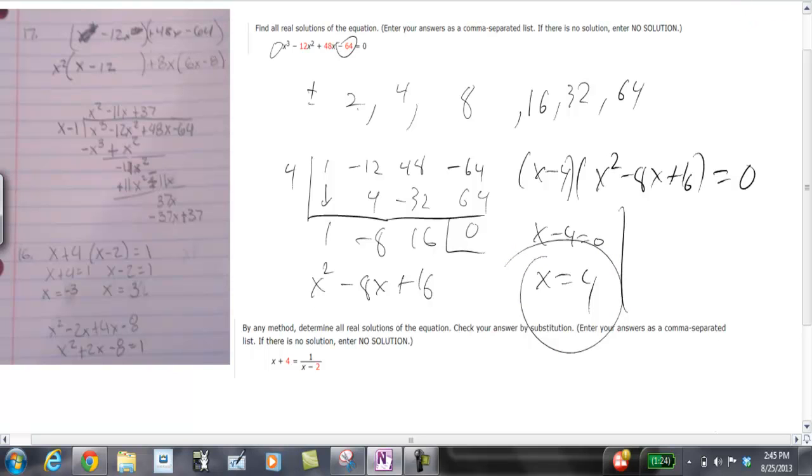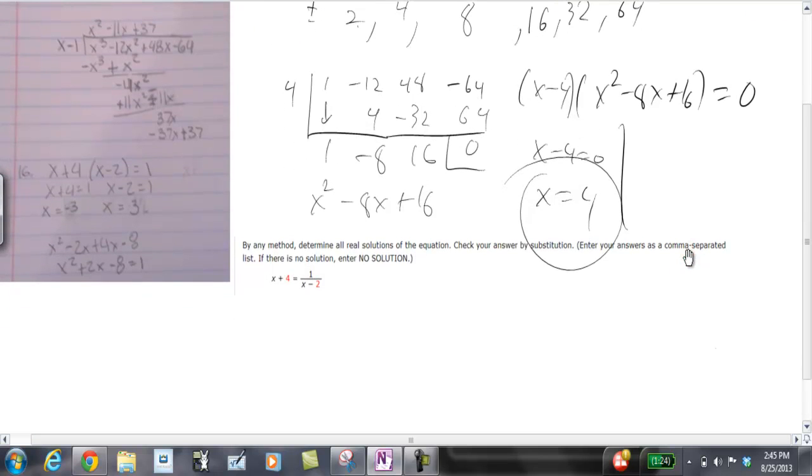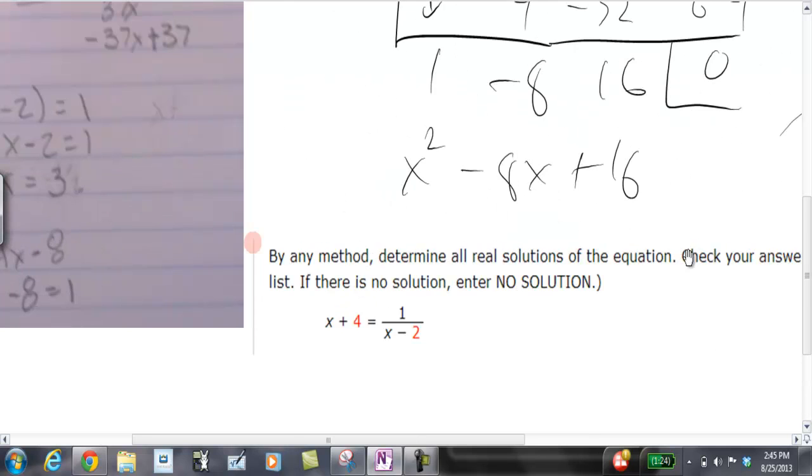Okay, so I hope that helps for number 17. You're on the right track. I just like synthetic. I wanted to show you synthetic just to make sure you'd seen it before. Number 16, okay, let me bring up your work really fast.